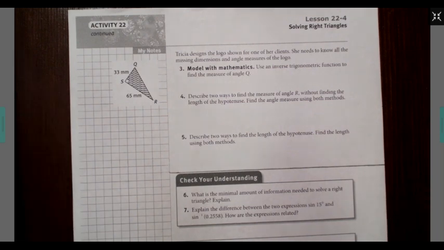Trisha designs the logo shown for one of her clients. She needs to know all the missing dimensions and angle measures of the logo. 3. Model with mathematics. Use an inverse trig function to find the measure of angle Q.